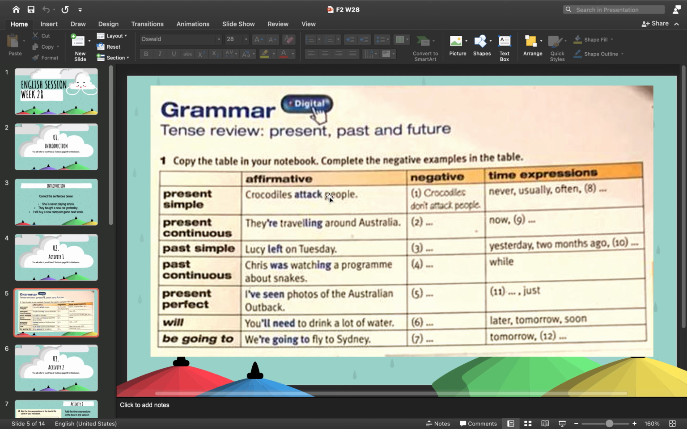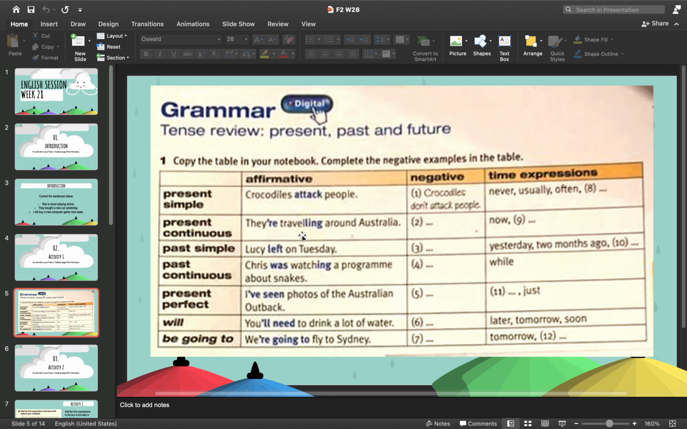So, senanglah. Ini tak ada not. So, tambah not dekat sini. Crocodiles don't attack people. Crocodiles tak serang orang. Okay? Alright. Now, we have present continuous. Apa itu ayat present continuous?